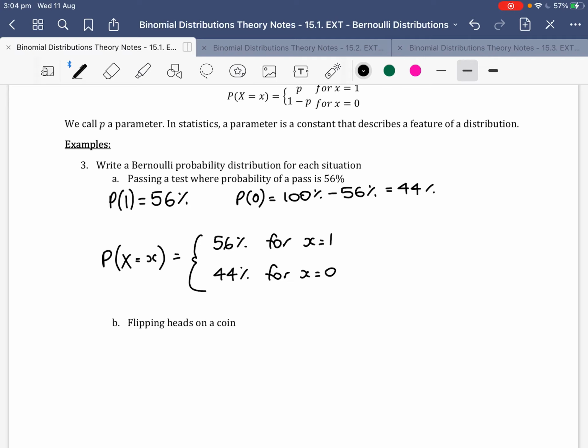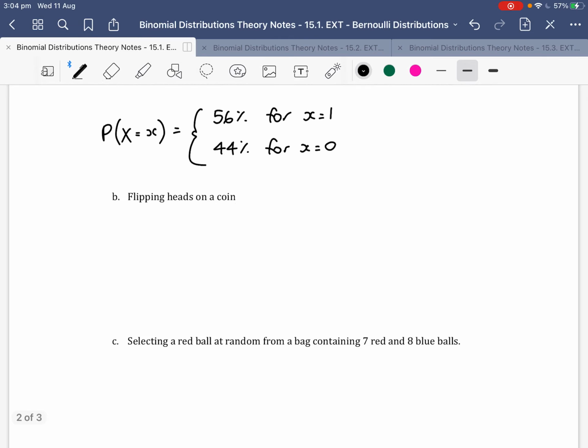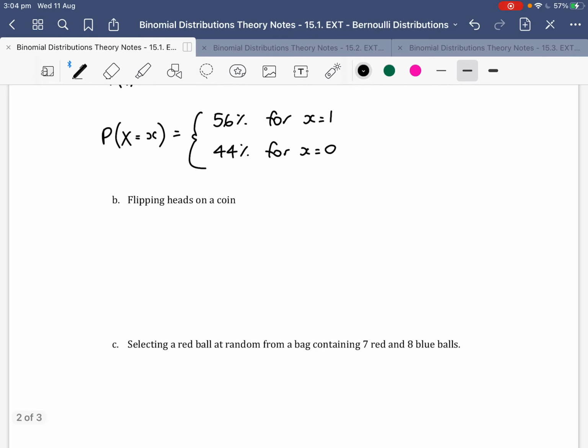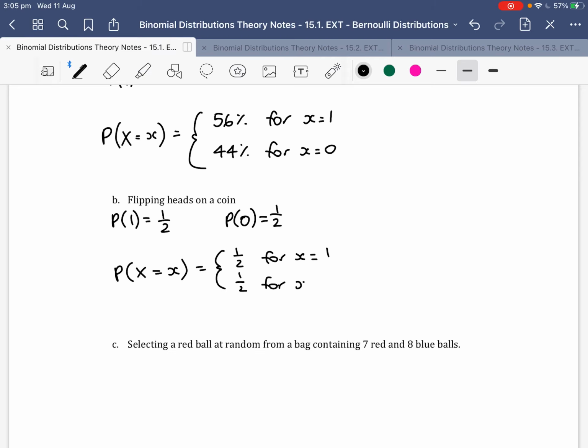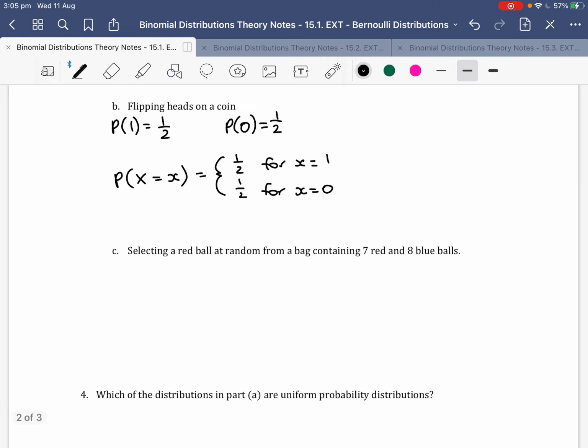For our next example, we want to write a Bernoulli probability distribution for flipping heads on a coin. So the probability of flipping a head is a half, so the success is a half, and the probability of not flipping a head, so failure, is also a half. So the probability of X equals x is the piecewise function of a half for x equals 1 and a half for x equals 0.